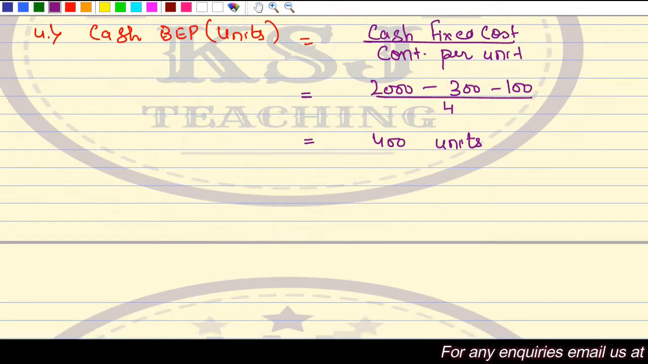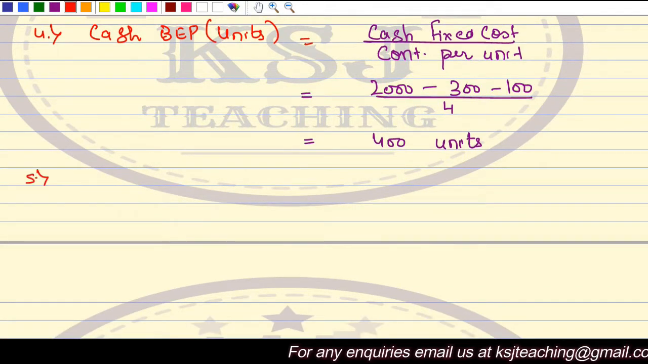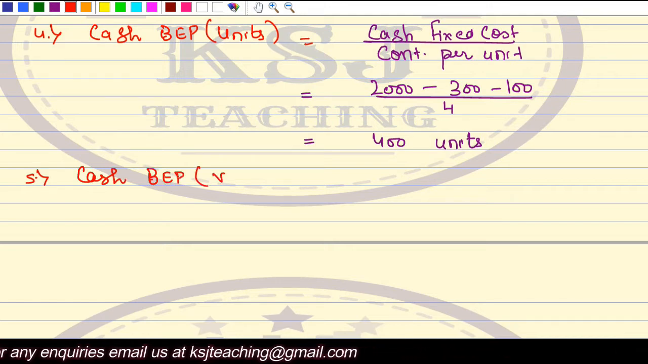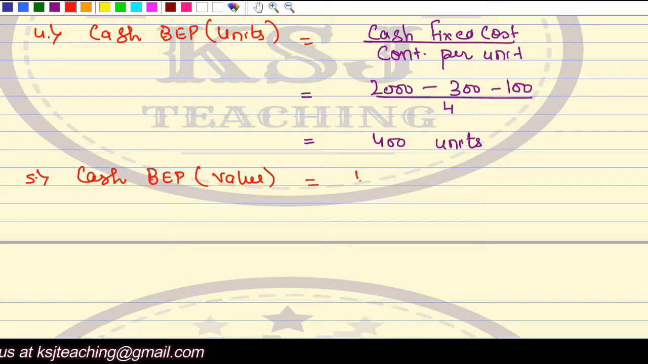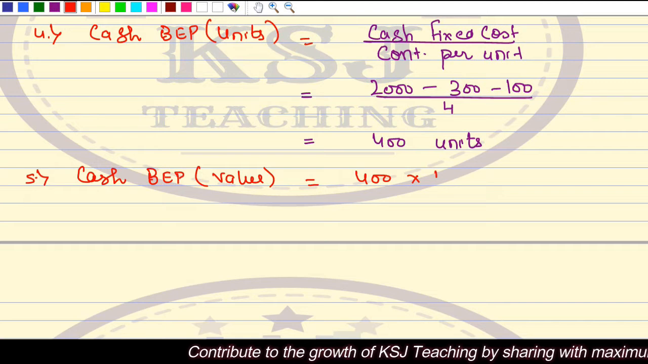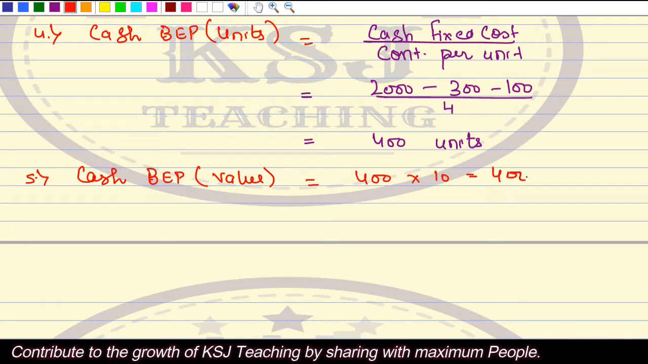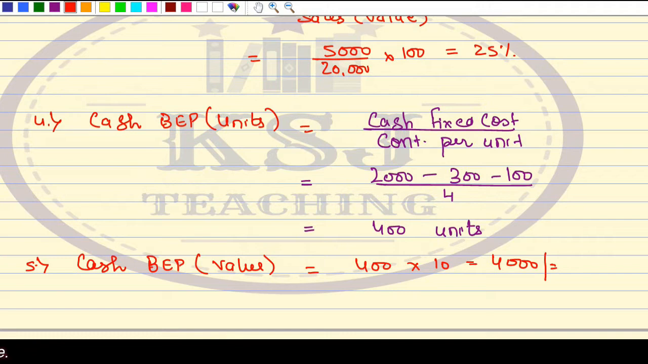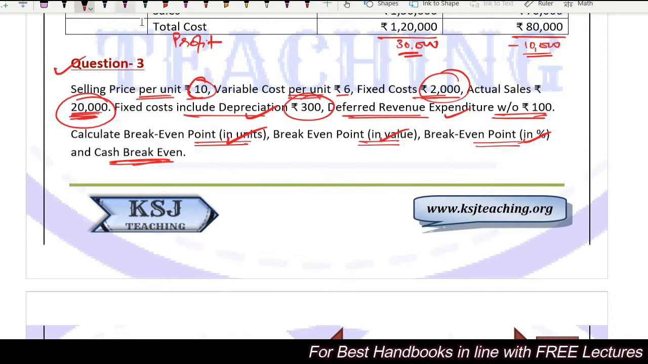Sir, what about the cash break-even point in value? If you want to calculate in value, you multiply 400 units by the selling price per unit. Selling price is 10 rupees, right? So 4,000. Clear? So this is the cash break-even point in units and also in value. Clear? So this is how the questions are to be solved.